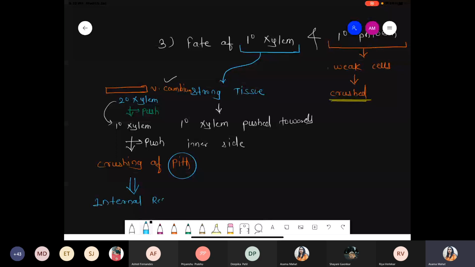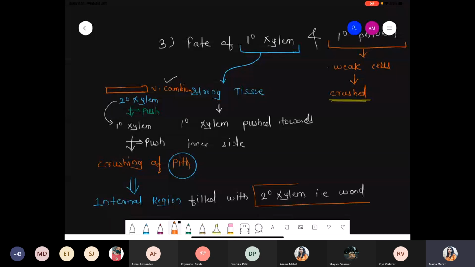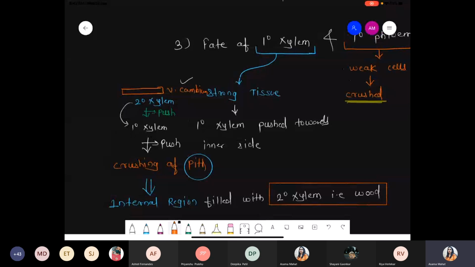The internal region, which is initially rich with the pith, is now filled with secondary xylem. It is filled with secondary xylem, which is nothing but wood, because the secondary xylem is also called wood. These are the stages where wood formation gets initiated. I'm repeating this point again, try to understand.